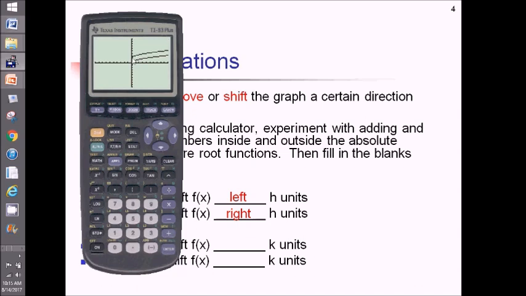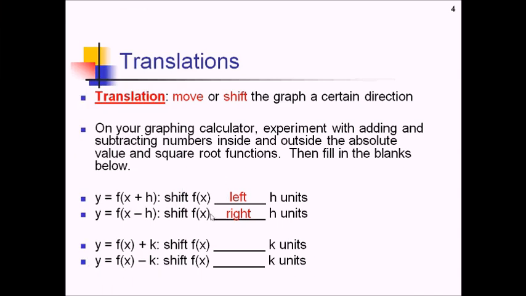So first I'll add 2 outside the function and see what happens. It looks like that's shifting us up 2. And then if we go back and subtract 2 instead, this probably won't come as a huge shock. There's the original, and now we are shifting down 2 with that. So adding something outside shifts us up. Subtracting something outside shifts us down.